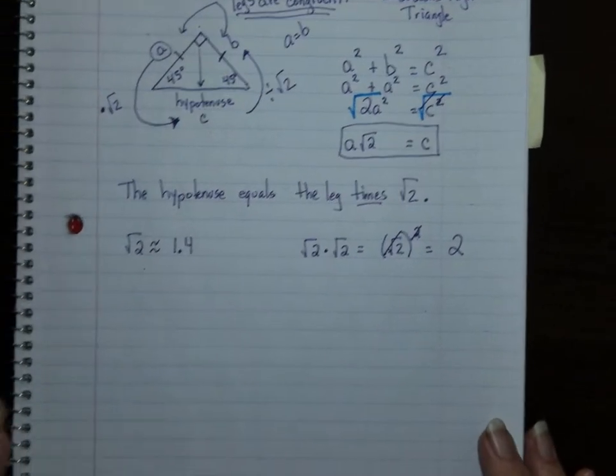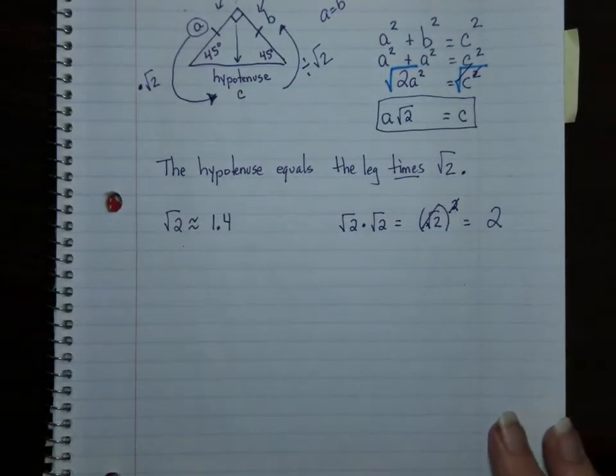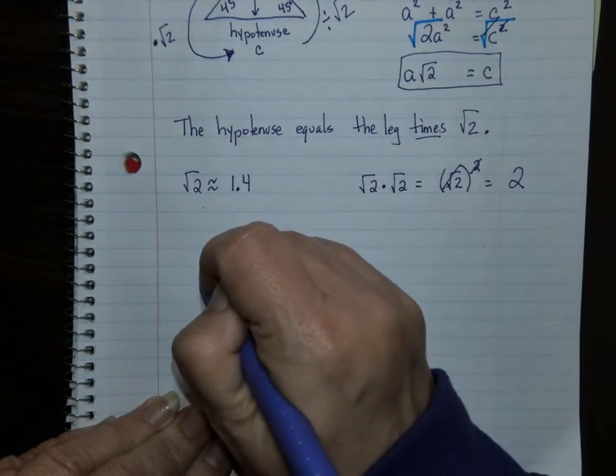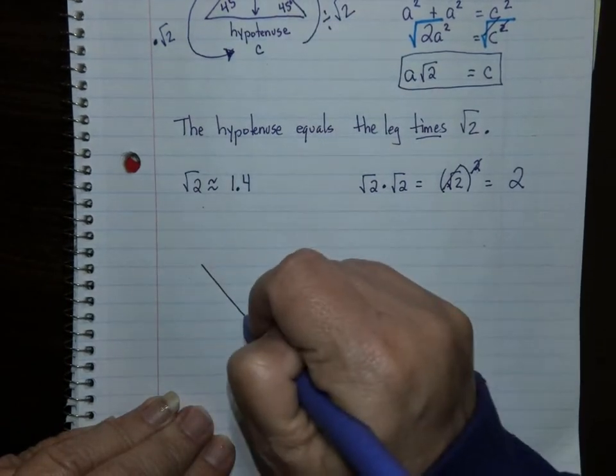Okay, so let's look at what happens when we actually have some numbers on our triangles and not just A, B, C. So this time, let's draw a triangle with our right angle down here.